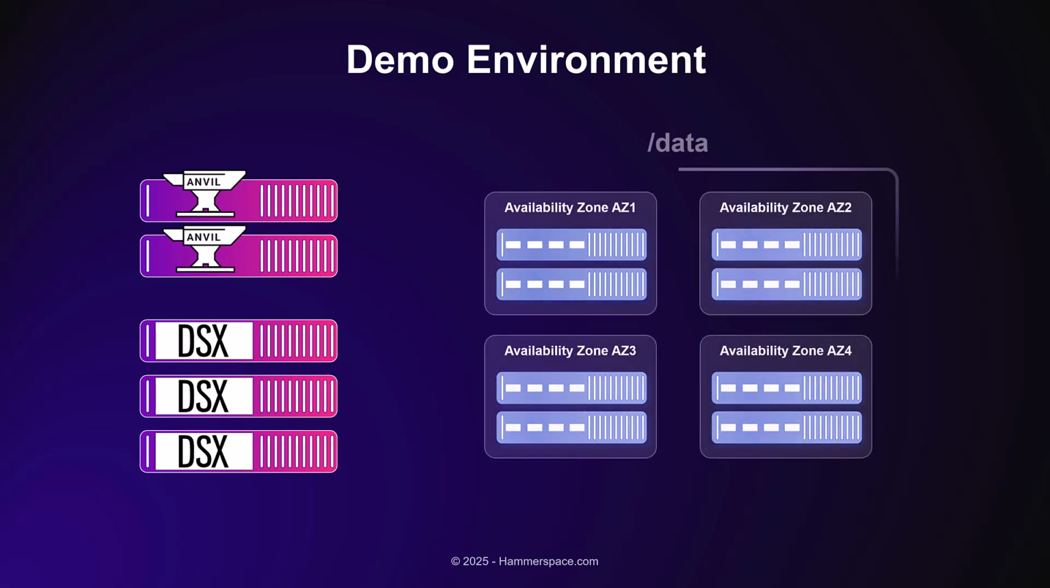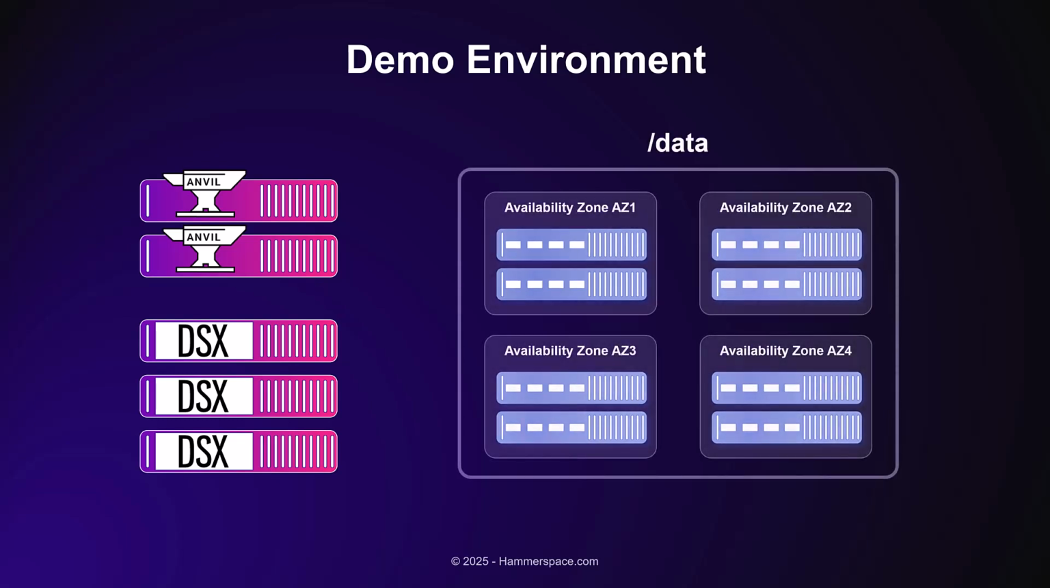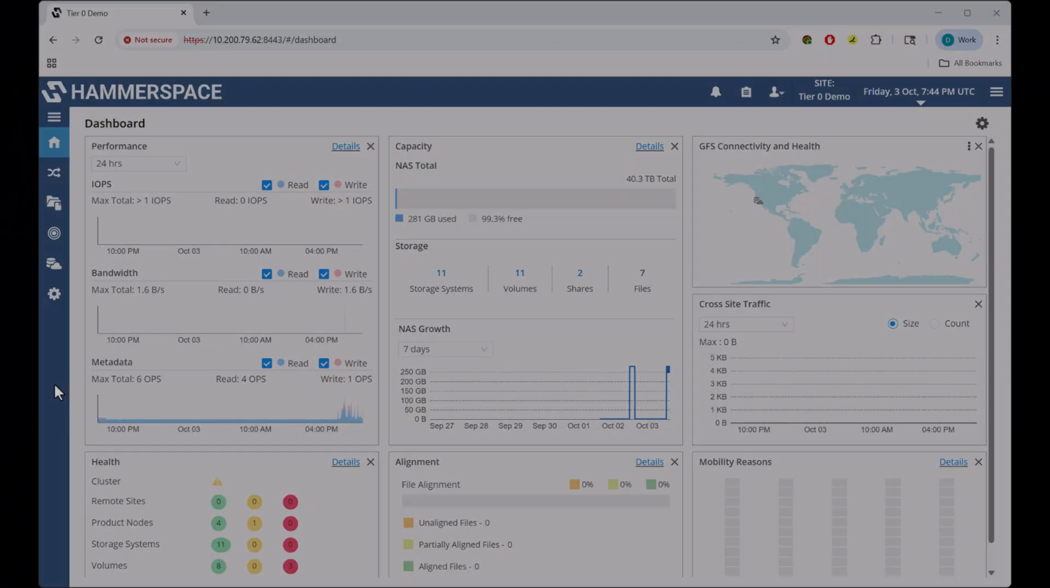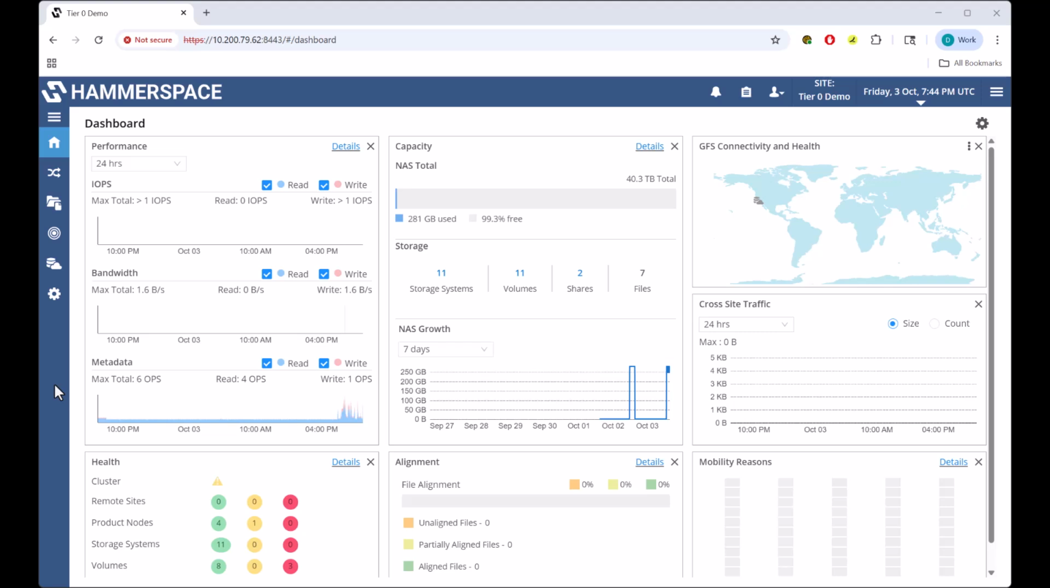Instances of files in our Hammerspace share /data can be placed on any of this storage based on the configured objectives. Let's look at those objectives now. Keep in mind that there are many different ways to use objectives to control data placement. This is just one example.